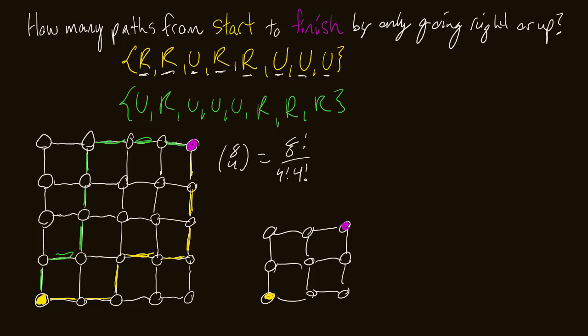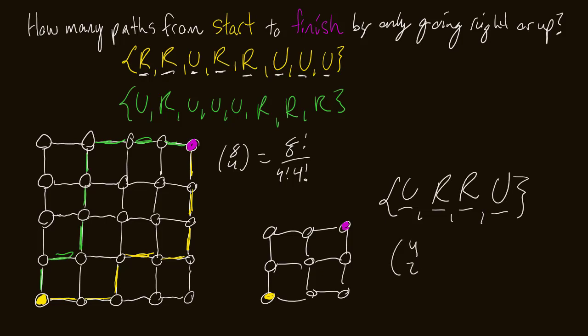You're gonna have a set of size 4 because you can only go right twice and you can only go up twice. And you're gonna ask yourself, in how many ways can I fill in 2 spots to be a right position? Maybe like that, or like that, or like that. There's so many different ways to do it. And so your answer for this is going to be 4 choose 2.